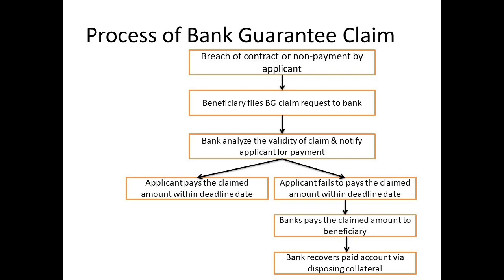Then, if the applicant pays the claim amount to the beneficiary within the specific period, the bank guarantee claim will be retracted by the beneficiary. However, if the applicant fails to do so, the bank will pay the claim amount to the beneficiary. Further, the bank will recover that amount by disposing of the collateral provided by the applicant at the time of bank guarantee issuance.